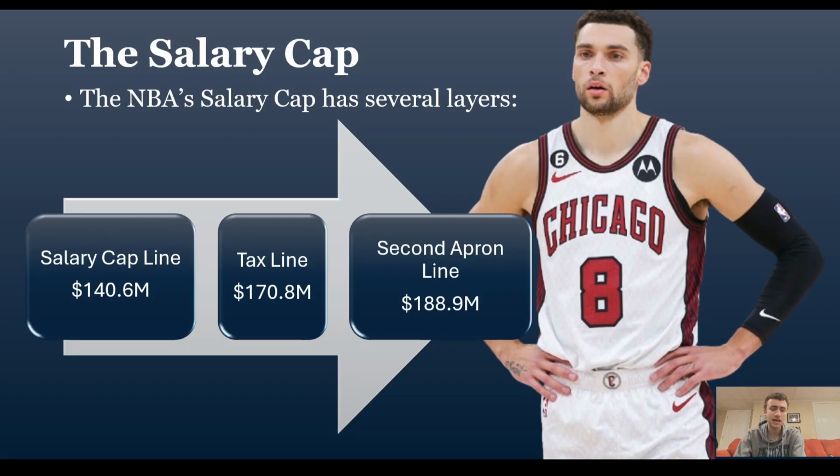So, in terms of the salary cap, the NBA's salary cap has several layers, and they're all very important. The salary cap line is $140.6 million, whereas the luxury tax line is over $170.8 million. Just over that is the first apron line at $178.1 million, whereas the second apron line is $188.9 million. Now, you might be asking, what do these aprons mean? What is the meaning of this, and what happens if a team is over the apron?